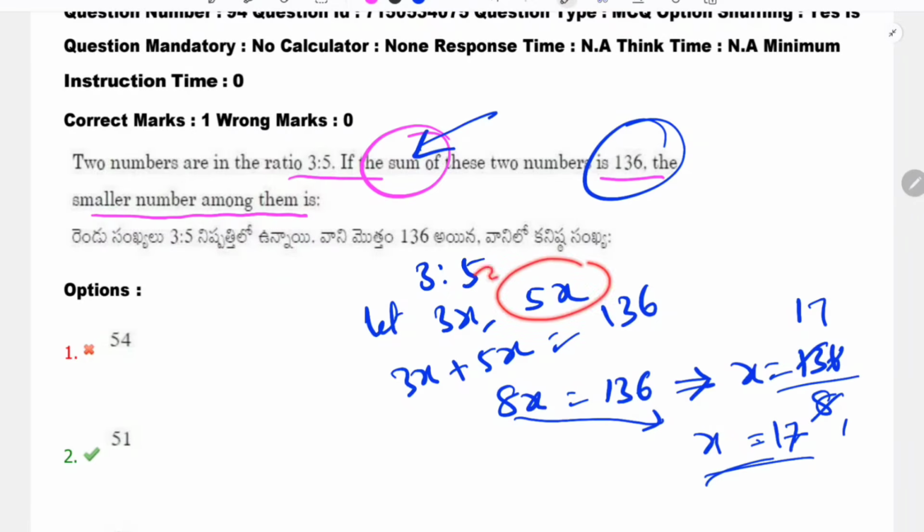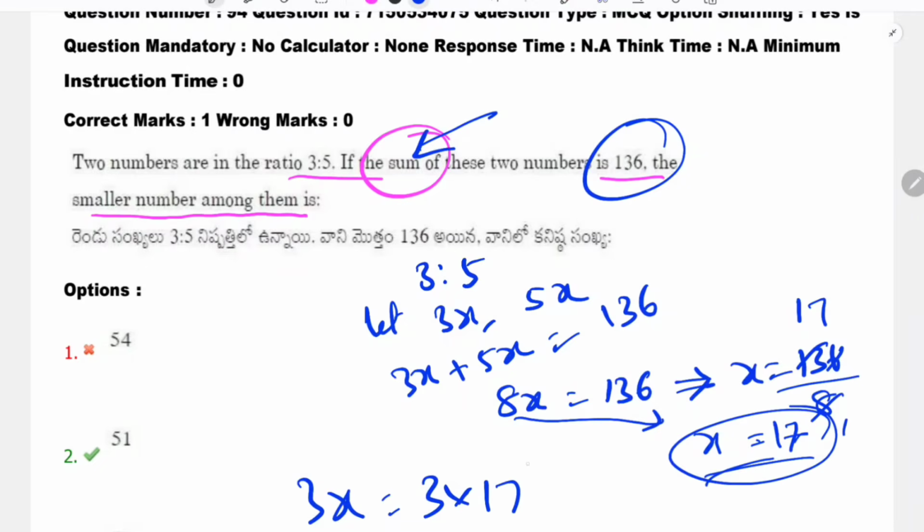So out of these two, which is the smallest number? 3x is the smallest number and 5x is the biggest number, right or not? 3x is the smallest number. So we need to find what? The smaller among these two. So you have to find 3x. Already we know the value of x. Therefore the smaller number, that is 3x, is equal to 3 into x. What x value did we find? 17. So 3 into 17 is what?